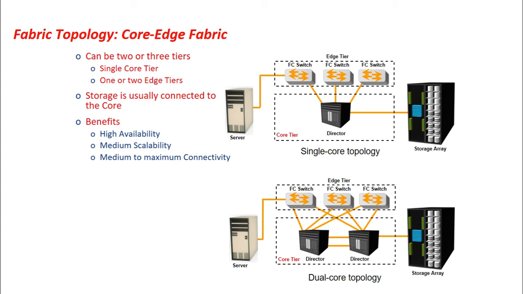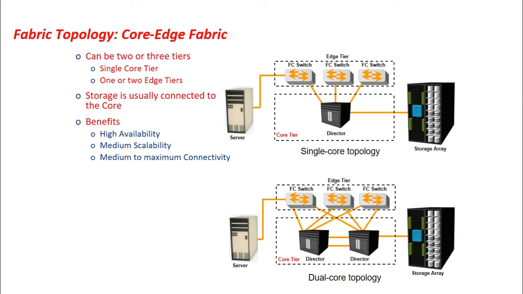The core edge fabric topology increases connectivity within the SAN while conserving the overall port utilization. If fabric expansion is required, additional edge switches are connected to the core. The core of the fabric is also extended by adding more directors at the core tier, as shown in this second diagram. It's an example of a dual core topology where we have two directors at the core tier.